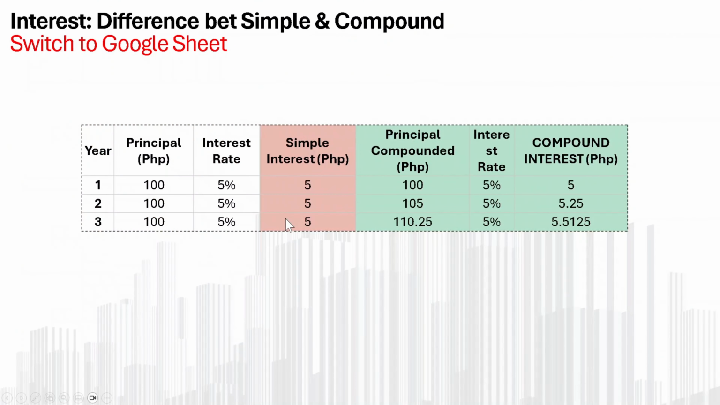This is the simple interest. It's just 5 pesos, no difference. Whatever the interest earned here is just the same. Whereas in compounding, whatever the compounded interest is, it is added as your new principal. So 105, then 5% of that is 5.25. Hence, those who master the principles of compound interest can be really wealthy in the future.